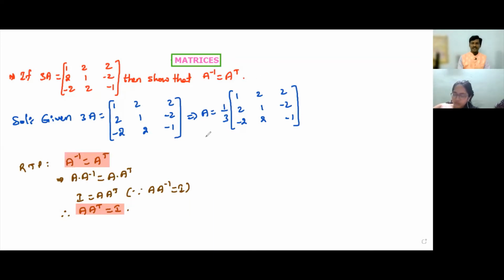Now find the transpose of A. A transpose is equal to 1 by 3 coefficient as it is, and the rows we write as columns, or columns we write as rows. 1 2 2 is a row, writing as a column 1 2 2, and 2 1 -2 is a row, writing as a column. -2 2 -1 is a row, writing as a column. This is the A transpose.